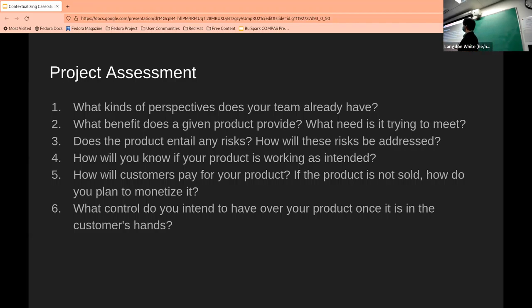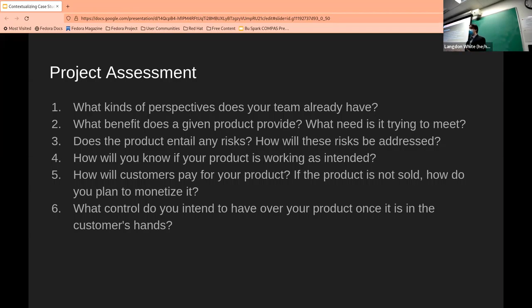The first set of questions is actually going to be about you and your team, right? What sorts of perspectives do you have? Does your team have any blind spots? Maybe other things that you should be considering based on what your product does. Who you are is going to be an inevitable part of the technology design.